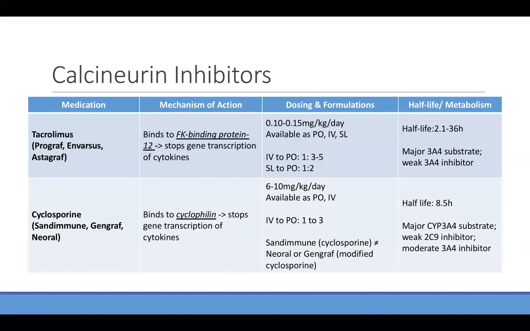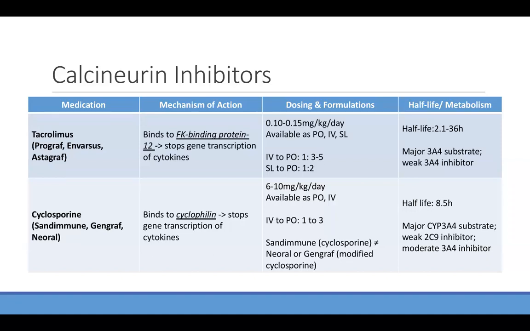What's been most commonly studied is weight-based dosing, where you start at 0.1 milligrams per kilogram a day. However, here our protocol is to start 0.5 milligrams sublingual BID. Our sublingual to PO conversion is 1 to 2. So 1 milligram of our sublingual tacrolimus is equal to 2 milligrams of our PO tacrolimus, and that's because we're bypassing the metabolism.